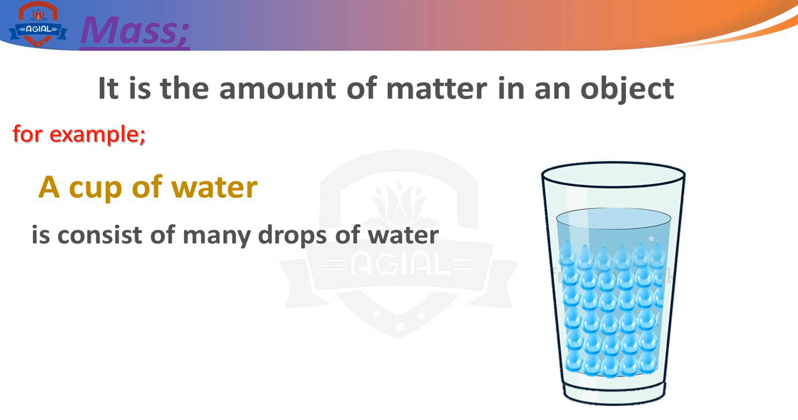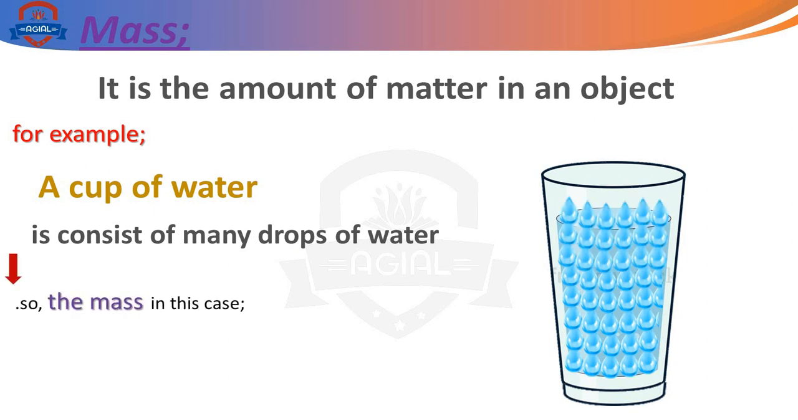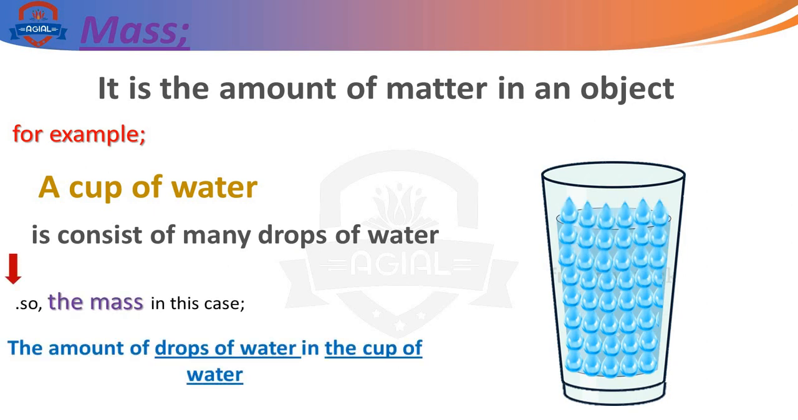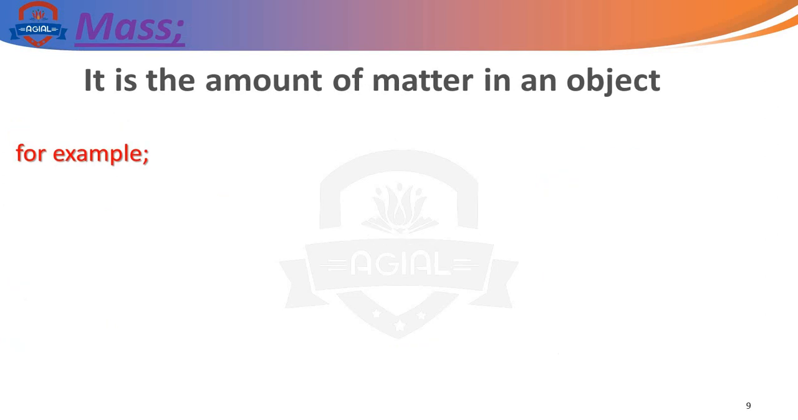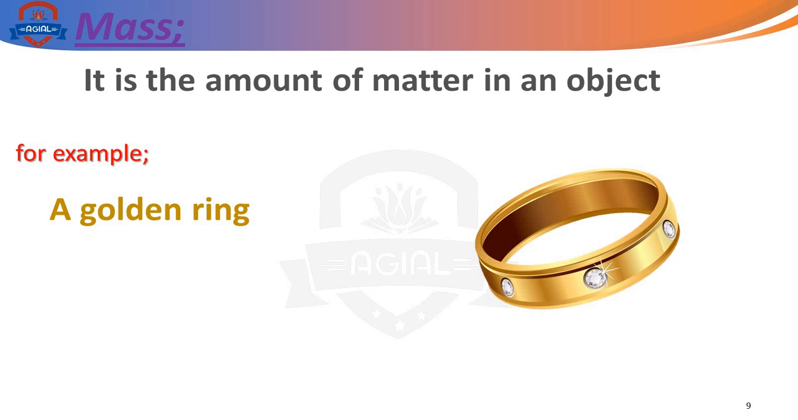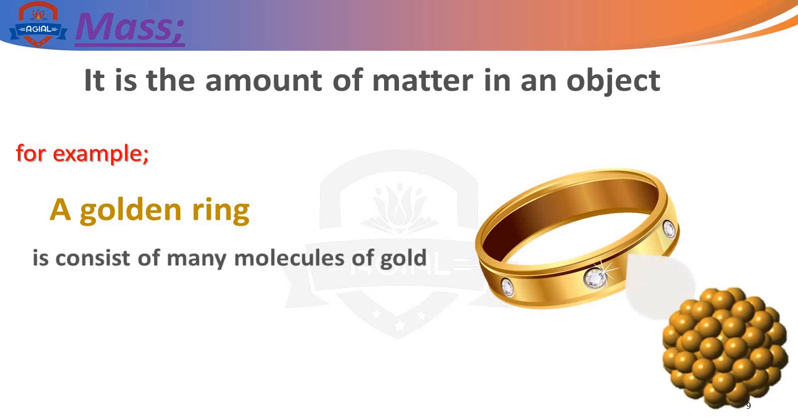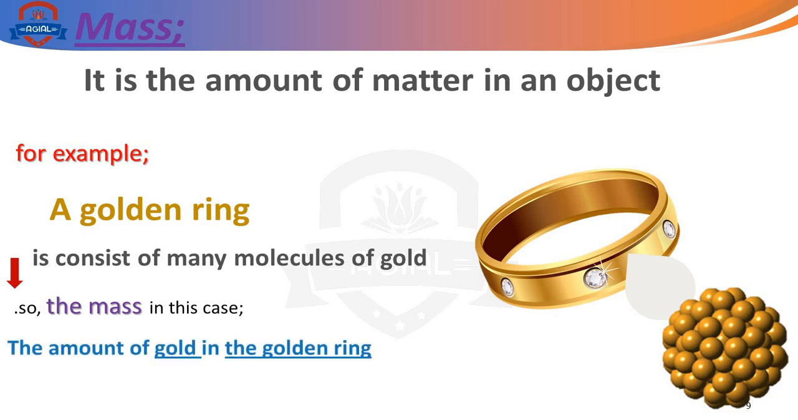So we can say that the mass of the cup of water is the amount of drops of water in the cup of water. Let's see another one. A golden ring. It consists of many small parts of gold. So we can say the mass of the golden ring is the amount of gold in the golden ring. So the mass is the amount of matter in an object.